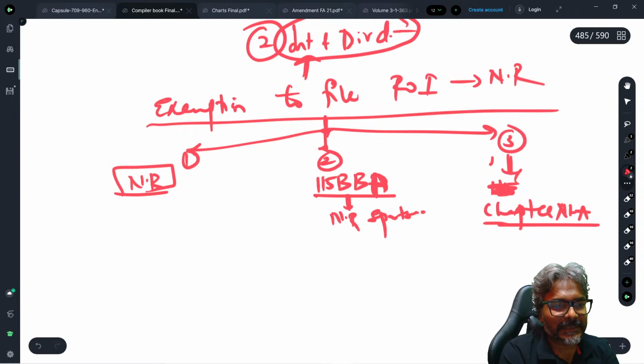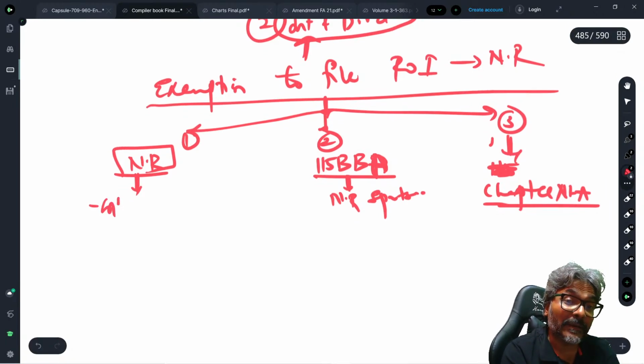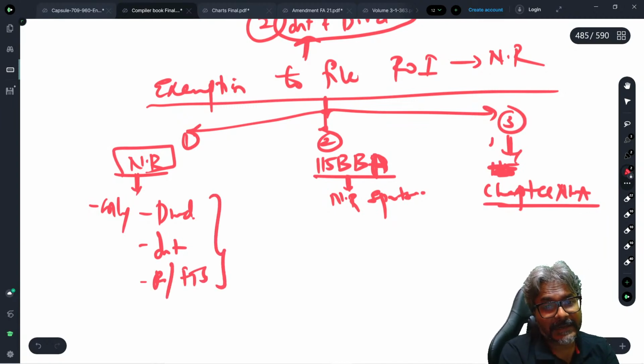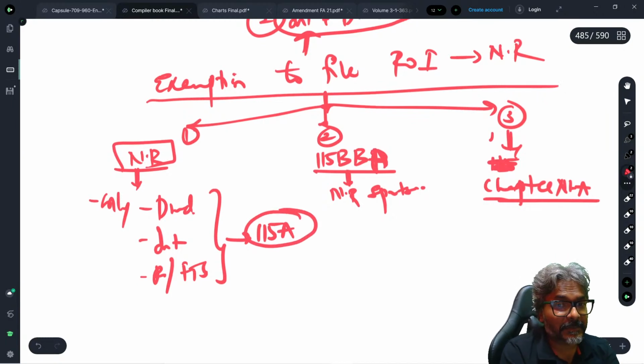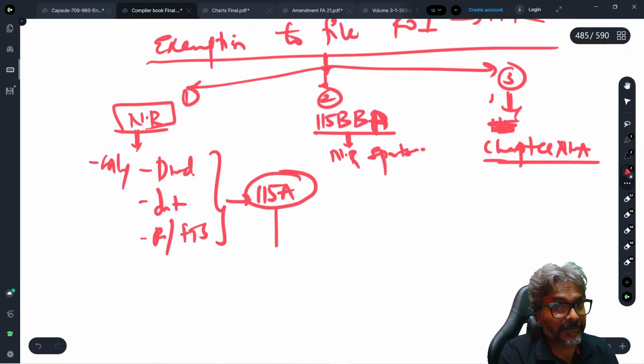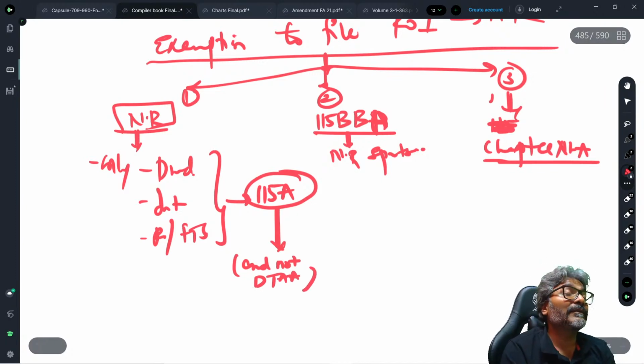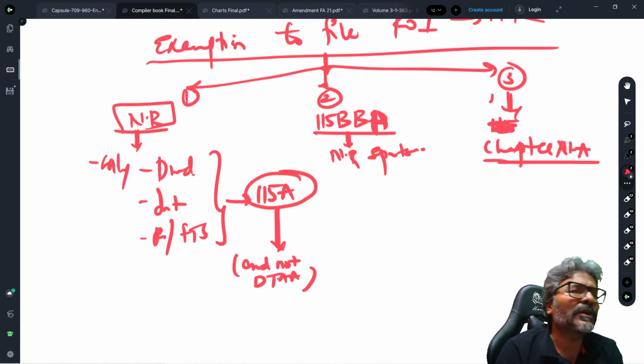The third one, students, is a case where the non-resident has only what? Dividend, interest, royalty, and FTS, which are assessable under 115A. They are assessable under 115A, in the bracket I'm writing, and not DTAA. Be careful on that, because if the treaty rate is more beneficial, then the assessee will have to file the return. Mandatory.